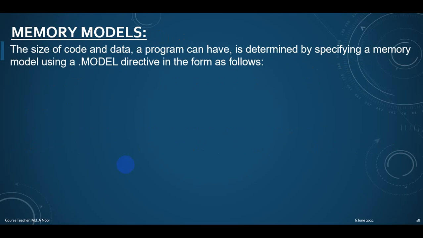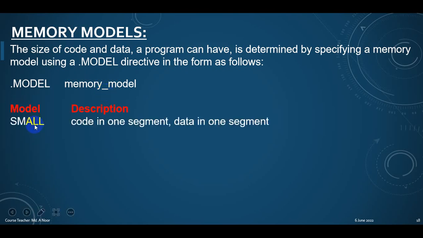Now, this is a memory model. When you write a program in assembly language, there are several memory models. The size of code and data a program can have is determined by specifying a memory model using the .model directive in the form as follows. .model, and you give the name of the memory model. This memory model can be small, meaning code in one segment, data in one segment.